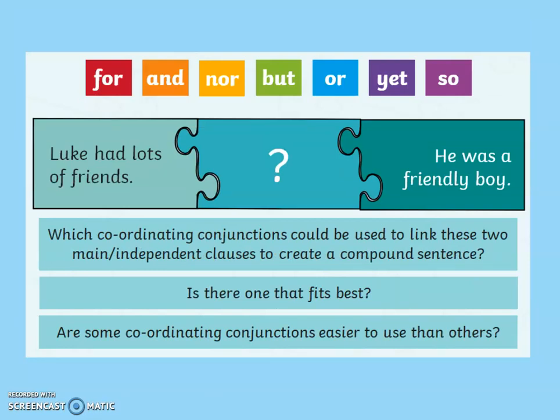The next one I would like you to do is another compound sentence. This time you have Luke had lots of friends as one main clause and was a friendly boy as another main clause. Use one of the coordinating conjunctions to join these sentences. Again, you might find more than one, but choose the one that fits best.